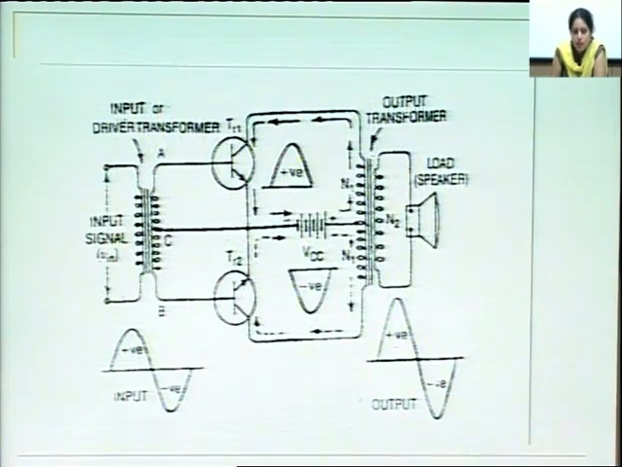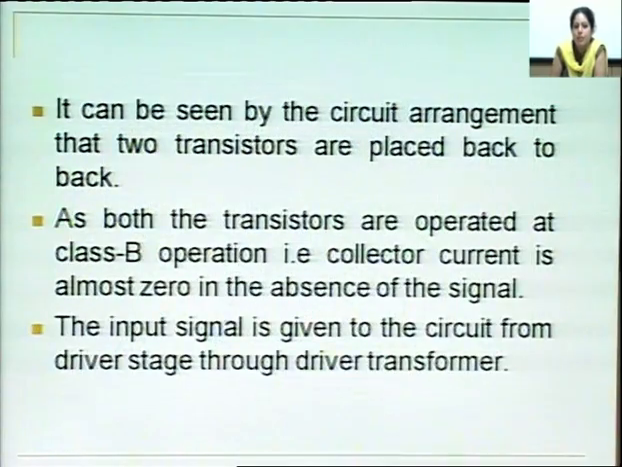So we have two class B amplifiers that are joined together to work upon the complete input cycle, one for the half positive cycle and one for the half negative cycle. That is, for the positive cycle and the negative cycle, the circuit arrangement is such that two transistors are placed back to back. Both transistors are operated in class B operation, that is, collector current is almost 0 in the absence of the signal.